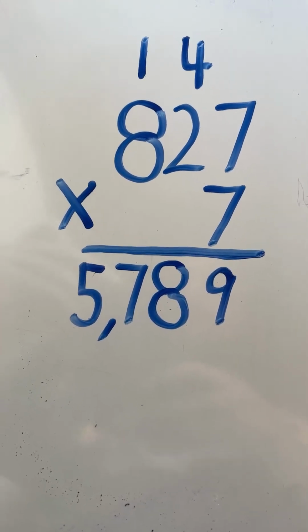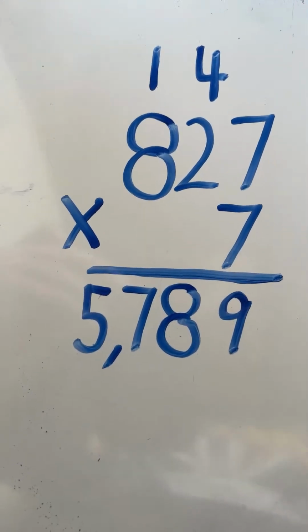All right, 827 times 7 equals 5,789. All right, next example.